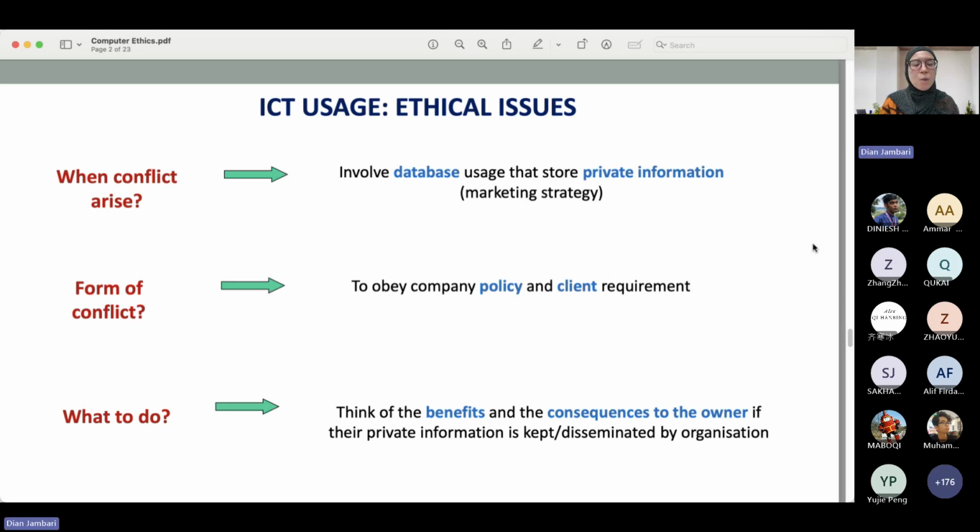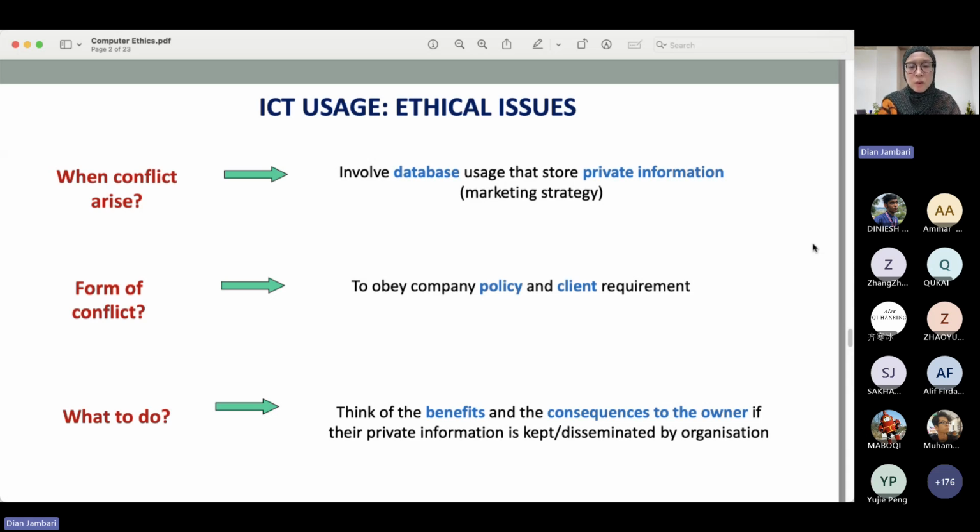So what form of conflict? Conflict, as mentioned before, to obey company policy, where any information internally within the organization can be used by anyone in the organization. The marketing department says, I am also part of this business, I can use this information. But it becomes a conflict because it conflicts with the client's requirements, where the client has given permission only for the purpose of keeping the record because they are the customer. They did not give permission for it to be used for potential new businesses. So that becomes a form of conflict.